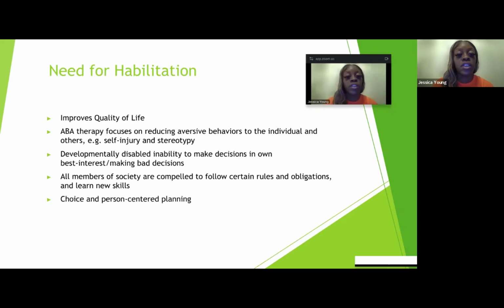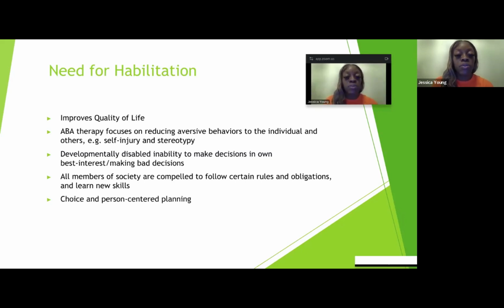The fifth key point is choice and person-centered planning. A major misconception is that habilitation forces individuals into rigid programs. In reality, habilitation prioritizes self-advocacy and personal choice through person-centered planning. In the article of Burning Man, incorporating client preferences into treatment programs can enhance engagement and motivation, leading to more meaningful outcomes.